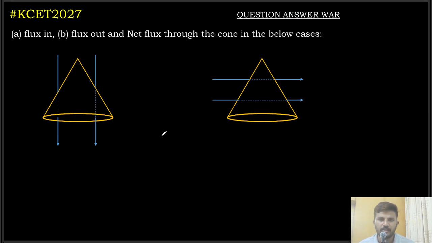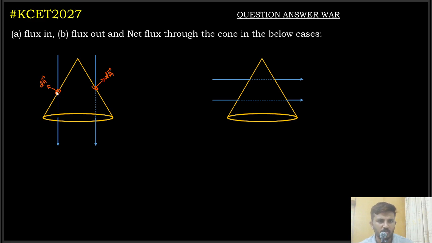Okay, next we have flux in, flux out and net flux through the cone in the below cases. In this case the flux is entering downwards from the upper face to the lower face. If you observe from the upper face, here the area vector is in this direction. Let me consider a small area vector, like this. On this side the small area vector will be like this.